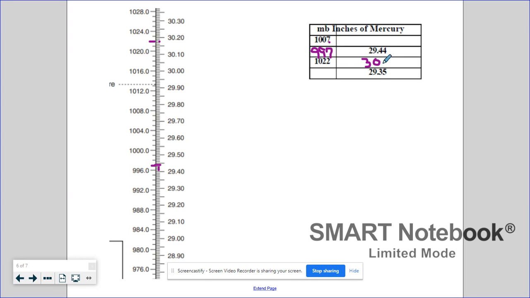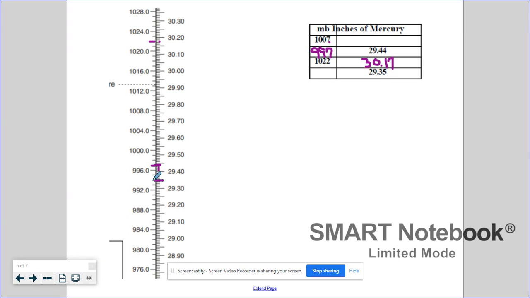If it looks like it falls in between two values, for the millibars you can do like 0.5 or something like that. For these guys here, if it's a short answer, they'll accept 0.17 or 0.18. Or if it's multiple choice, they won't give you something that's too close to the correct answer so that you won't get confused. 29.35, here's my last one right here.